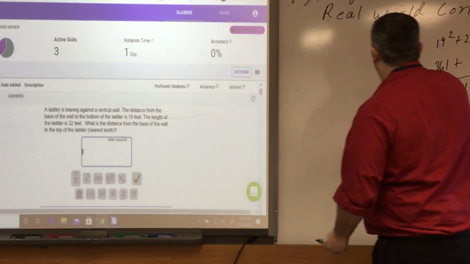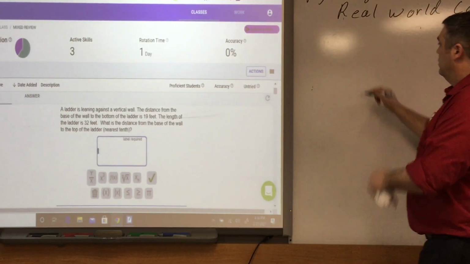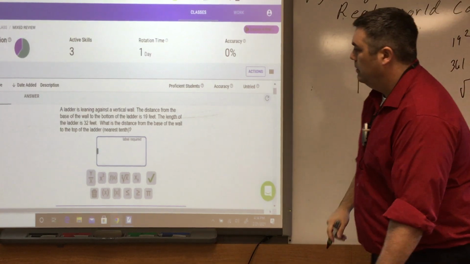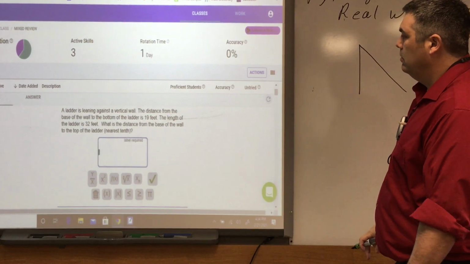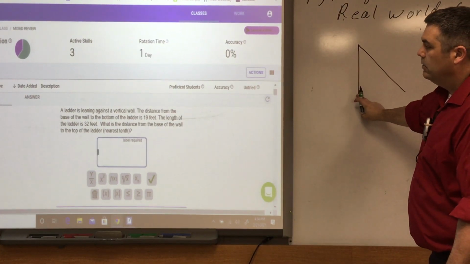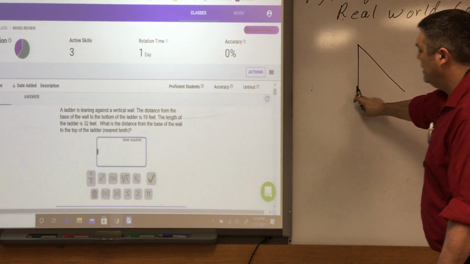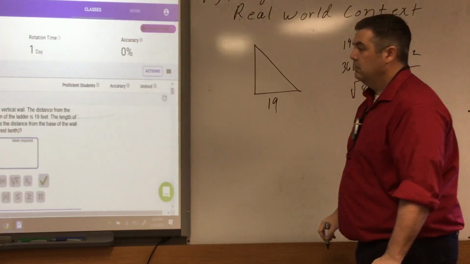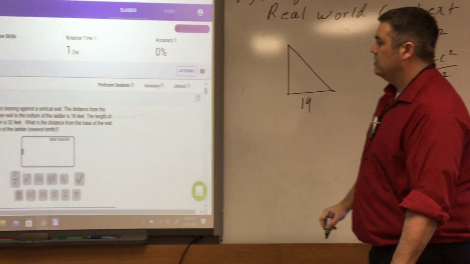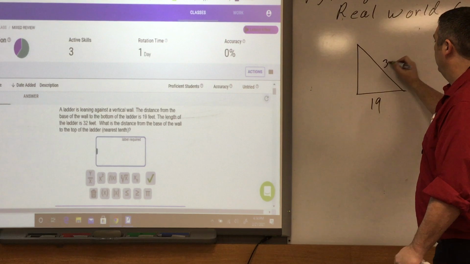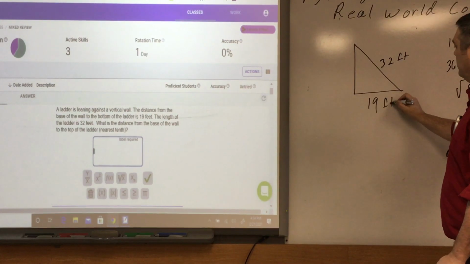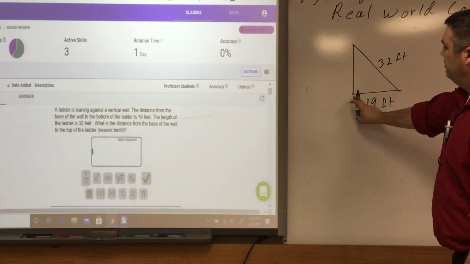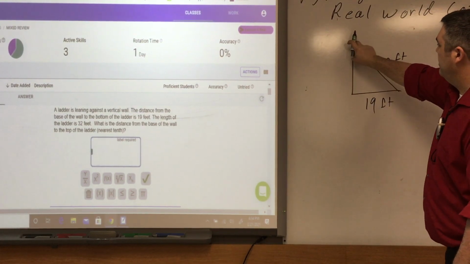All right. So here I have a wall and I have a ladder leaning against it. Okay? The distance from the base of the wall to the bottom of the ladder is 19 feet. So from here to here is 19. Okay? The length of the ladder is 32. The length of the ladder, 32 feet. What is the distance from the base of the wall to the top of the ladder?